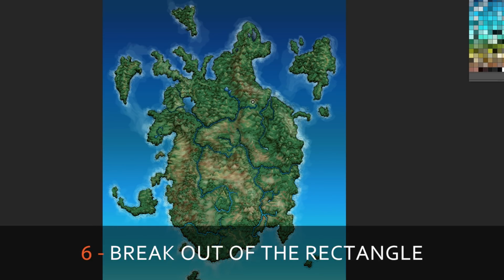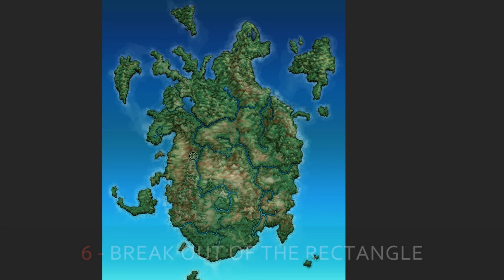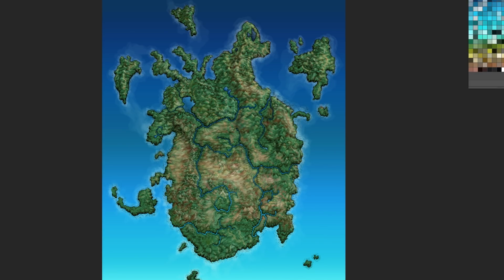Another good idea is to break out of the rectangle. You'll notice that many maps in fantasy books are often vaguely rectangular so they can fit in the space that's available to draw in. Ask yourself, am I drawing at this shape because that's the shape of my paper? Rethink the shapes and angles of your world and remember that just because your paper is rectangular, that doesn't mean your fantasy continent has to be rectangular too.